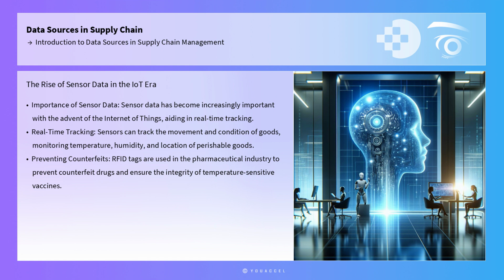In addition to transactional data, sensor data has become increasingly important with the advent of the Internet of Things. Sensors can be embedded in products, vehicles, and warehouses to track the movement and condition of goods in real time. This real-time tracking enables companies to monitor the temperature, humidity, and location of perishable goods, ensuring they remain within specified conditions throughout the supply chain.